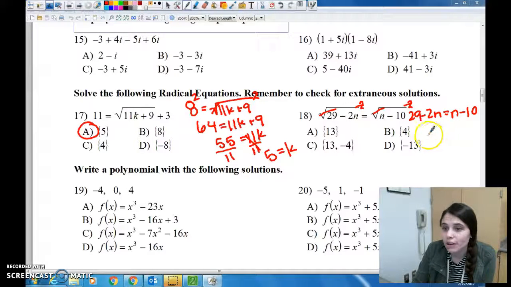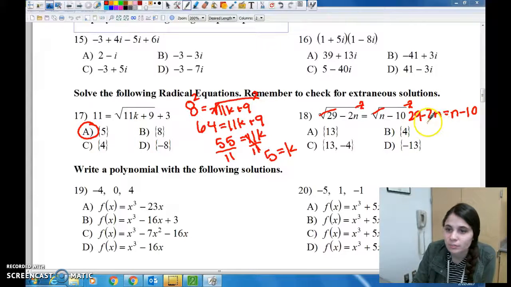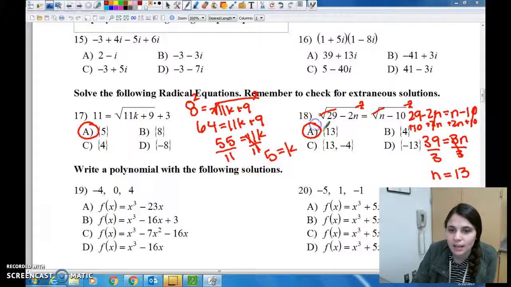So in order to solve for n, I'm going to try and get all the n's on one side and all the numbers on the other side. So I'm going to add 2n to both sides. And I'm going to add 10 to both sides. So then those cancel. So on this side I have 29 plus 10, which is 39. And then I have n plus 2n, which is 3n. So all that's left is to divide both sides by 3. 39 divided by 3 is 13. So my answer is A.